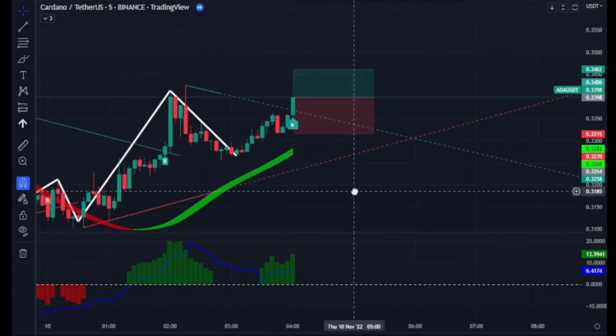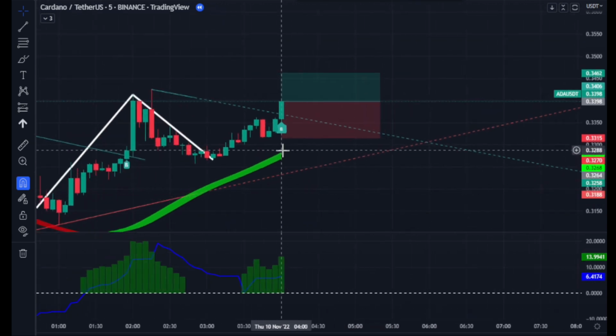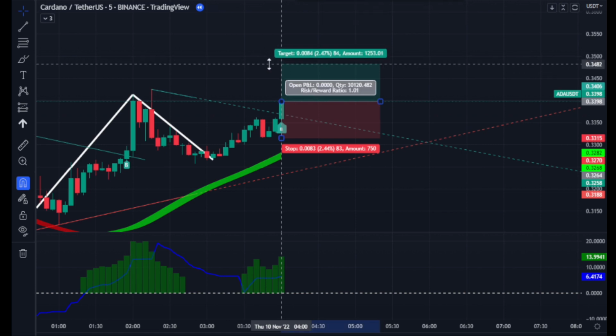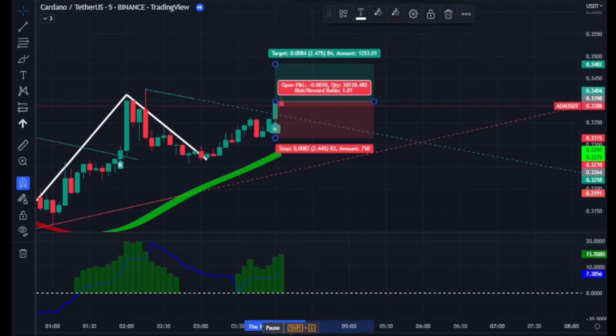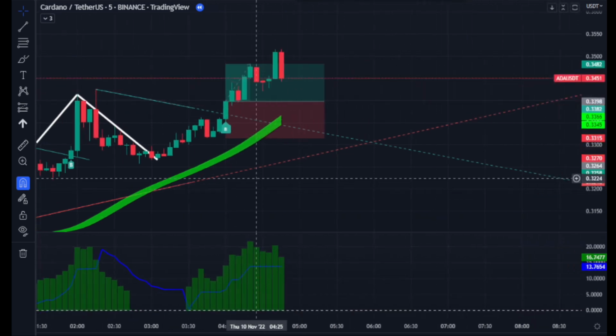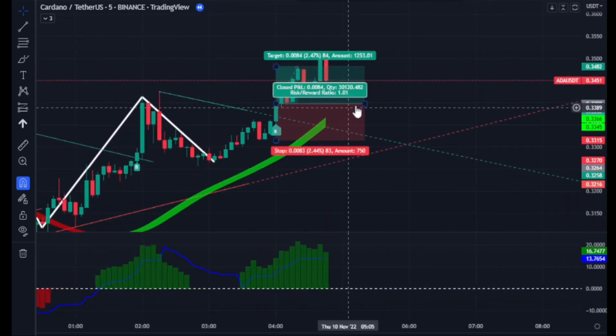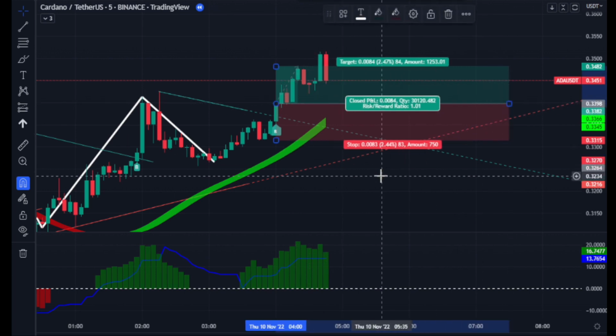So, we set our stop loss at the recent swing low, and now we start to modify the take profit and stop loss as the candlestick chart develops. We see that the price reached the risk to reward ratio of 1 to 1, so we modify the stop loss to the entry price.